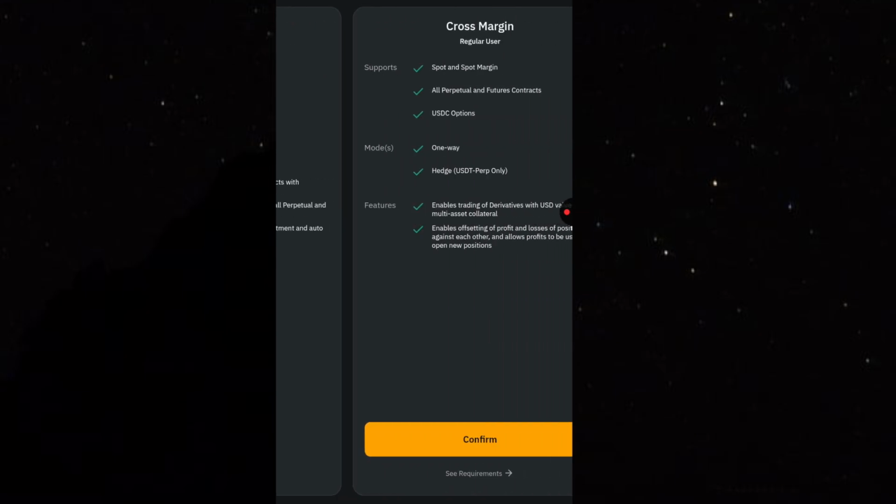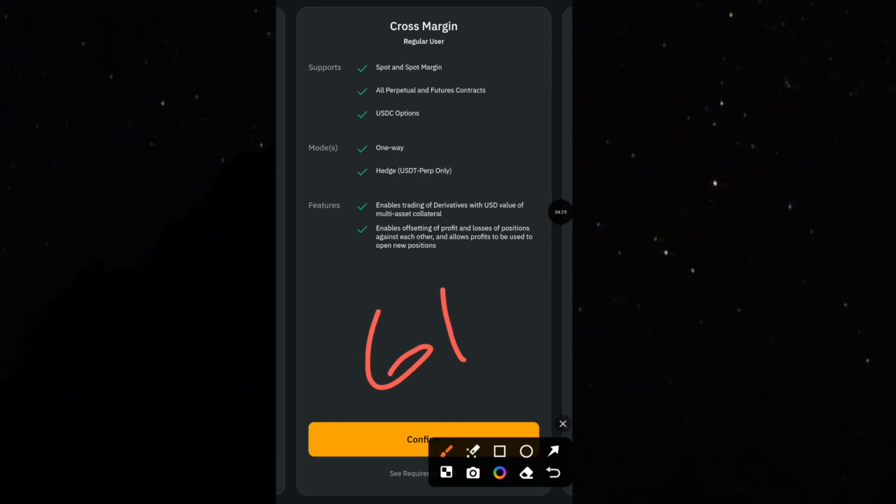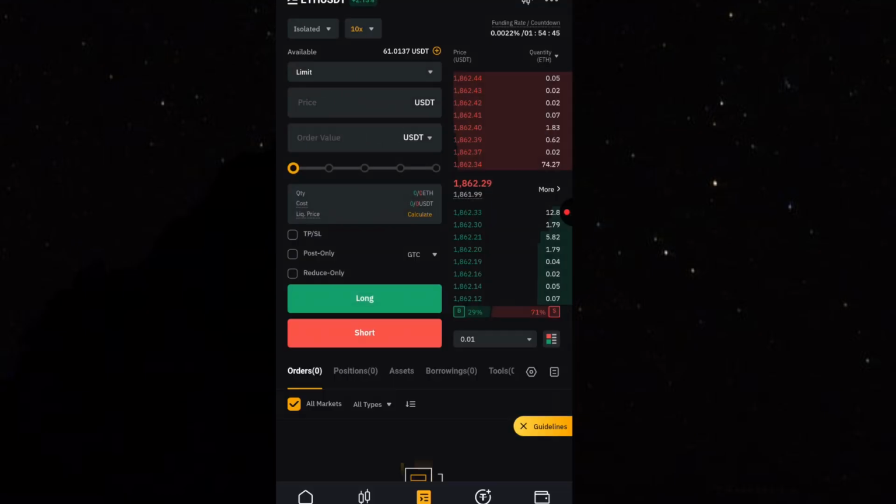But if you use cross margin, which is this one, okay, I have 61 USDT in my balance. I want to use 10 USDT to trade. If you lose 10 USDT, the remaining 51 USDT will also be taken slowly. So you have to be very careful, and you have to choose isolated margin. So it's already selected. All right. So the first thing you have to confirm is that this place is on isolated.